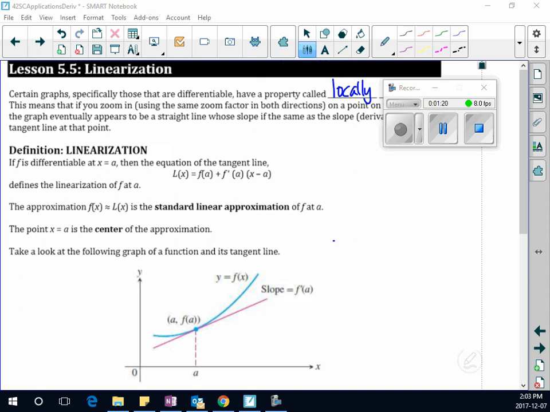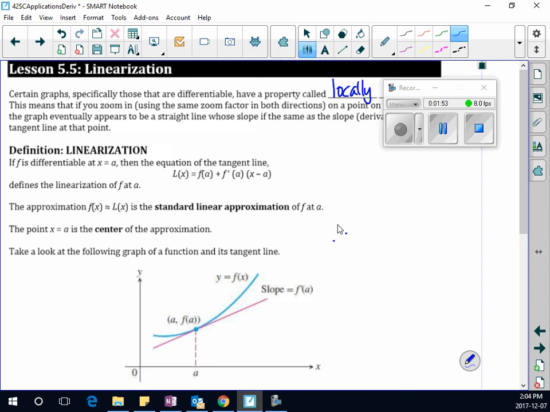All right, so the definition of linearization is: if f is differentiable at x equals a, then the equation of the tangent line is L of x equals f of a plus f prime of a times x minus a. You think, oh my gosh, this seems so ridiculous. But all this is the normal equation, this is the derivative, and this is, of course, the point a, whatever it is. It's not as hard as it seems. So this is just an approximation.